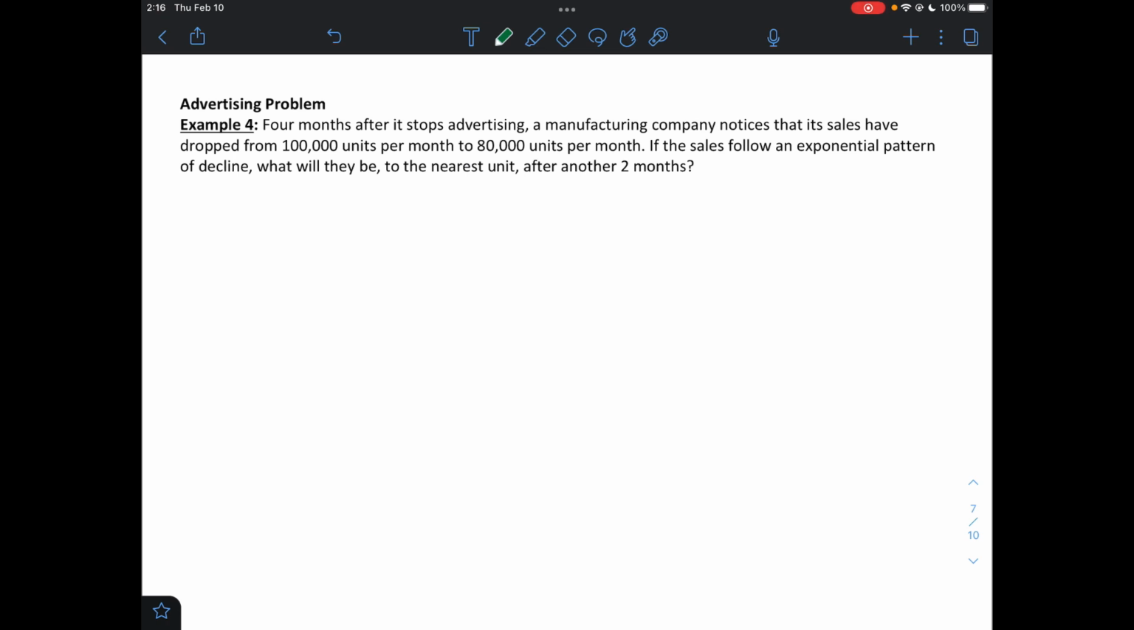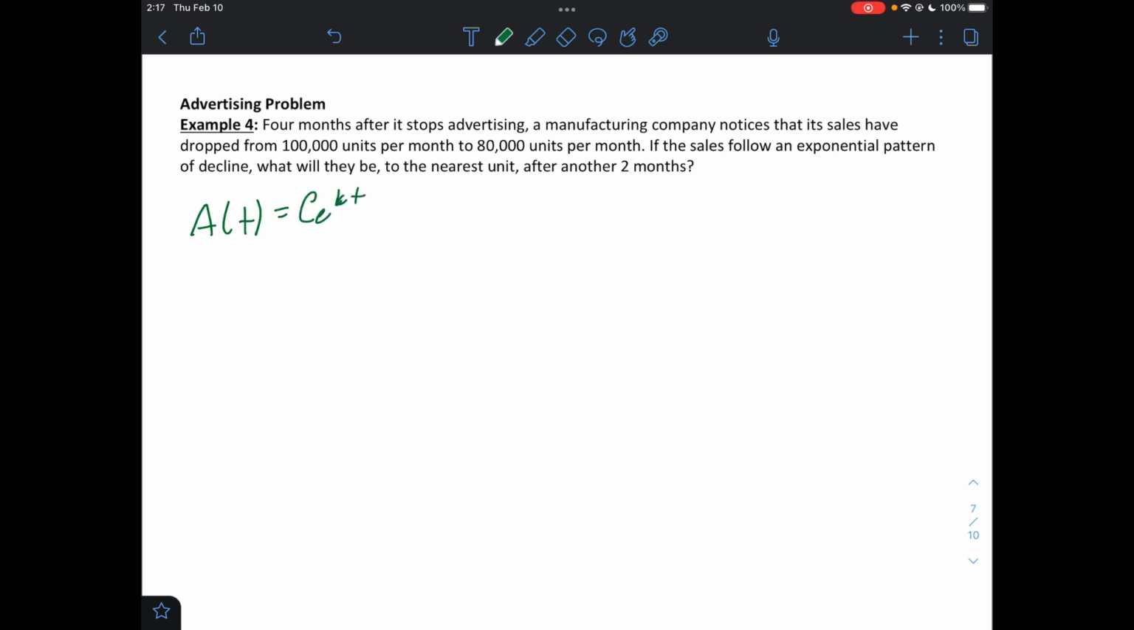All right, so this one's a little bit easier. Again, we have our initial, which is 100,000. And then we have our second point, which is 4 months, 80,000. And then it says if the sales follow this pattern, what will they be after another 2 months? So when t equals 6. So we're going to go through this one pretty quickly here, since it's our third one.